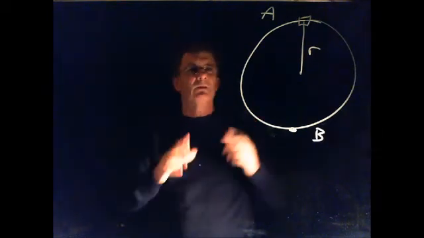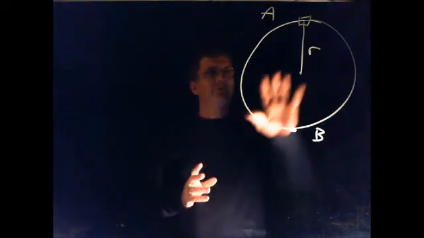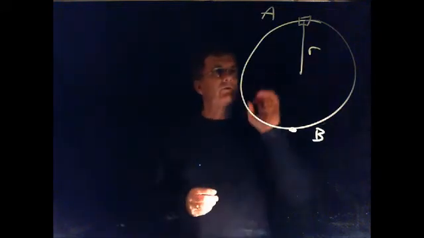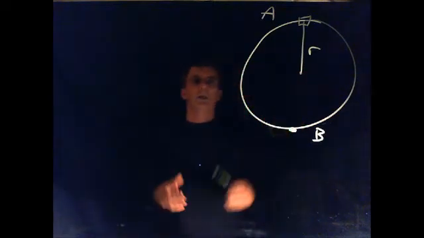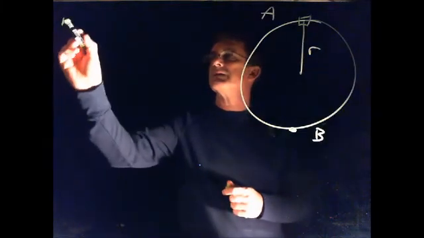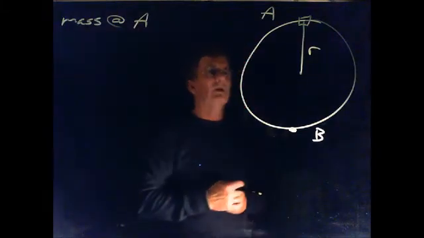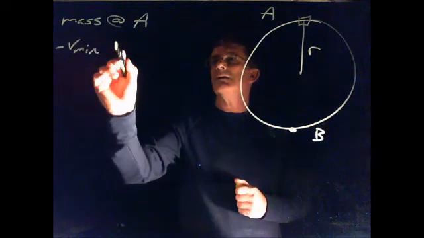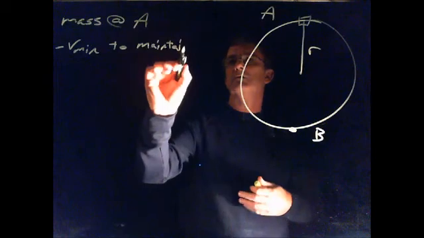This is a vertical circle, and this might be something spun by a string, or it could be a roller coaster going in a loop. It's a vertical circular motion with some radius r that we know. And let's take a look at point A. If the mass is at point A, a lot of times the question becomes the minimum velocity to maintain the circle, or to maintain the circular motion.